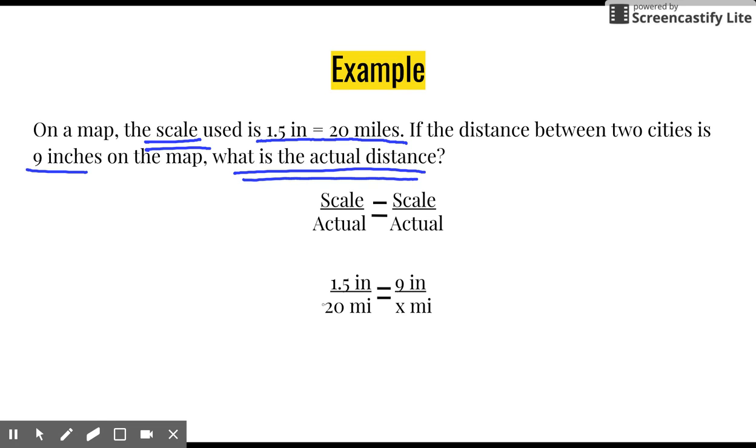What this means is that on the map, every time I measure 1.5 inches, let's just say if we pretend like this is 1.5 inches, in reality, it's actually 20 miles. So again, if I do inches over miles here, I have to do inches over miles on this side. And so since the other given piece of information is 9 inches, then my X would be the miles.